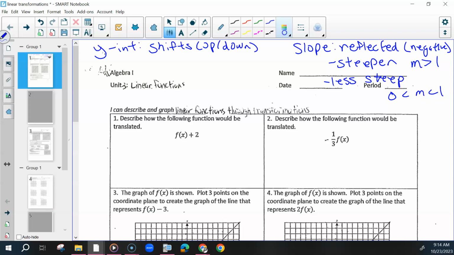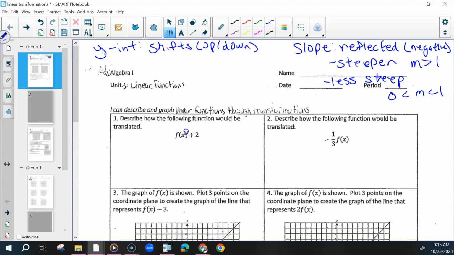So you will need to be able to describe what is happening. Did the slope get steeper? Did the slope get less steep? Did the slope reflect? Did the y-intercept shift up or down? Also, graph these things. So you'll need to be able to do both. So we are going to start with number 1. Right now we're just describing. We'll get to the graphing part later.